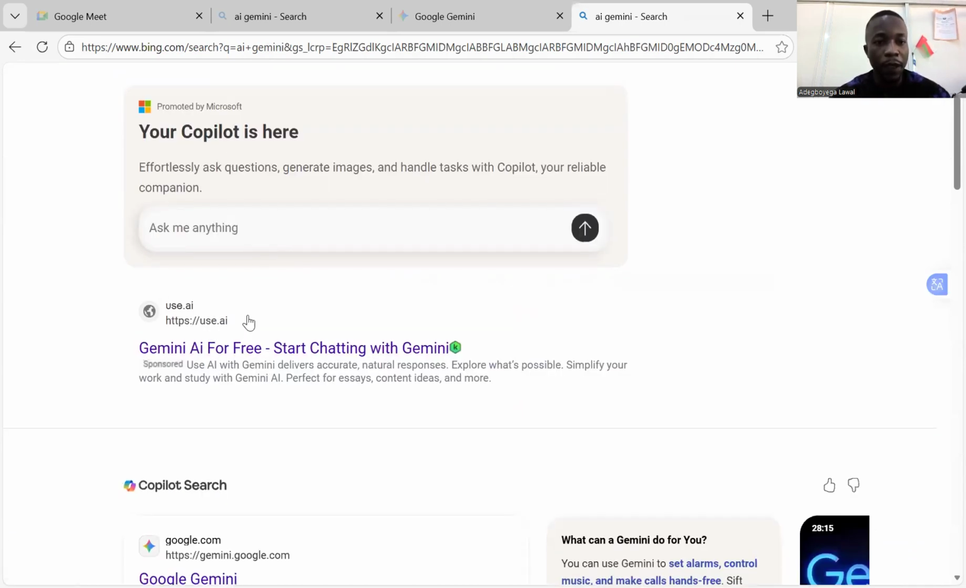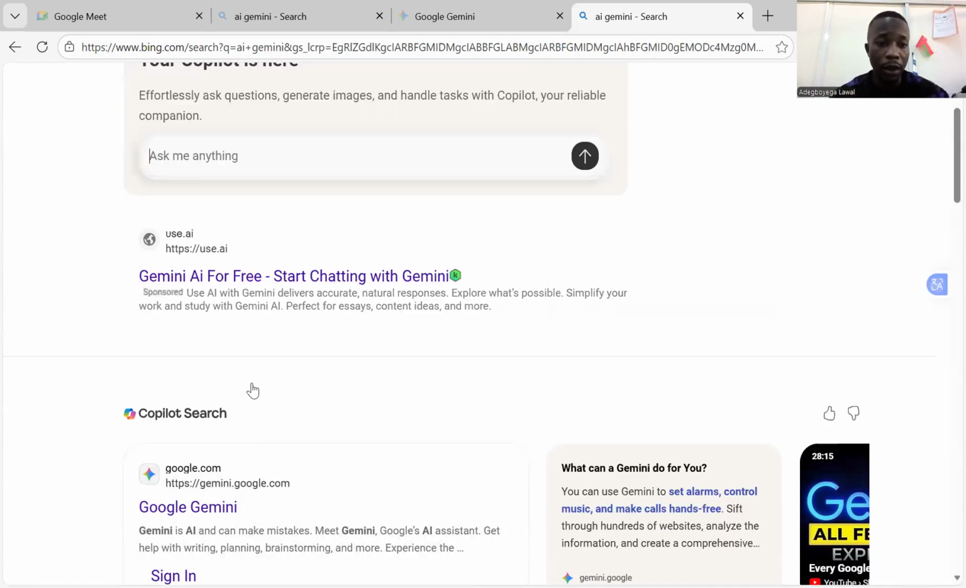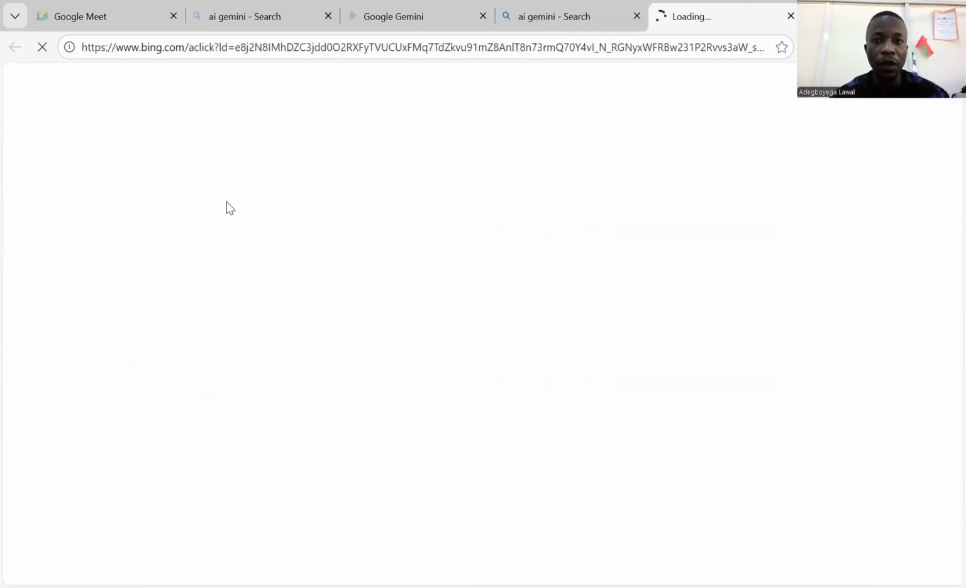Use.ai, it's powered by Microsoft. This is the direct link to it, gemini.google. So this is Microsoft-enabled software. So we just click on it. I may have clicked on the wrong promotional chat, but let me see this.